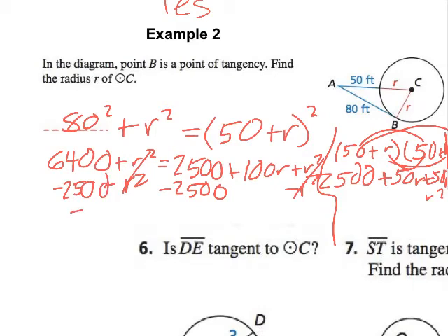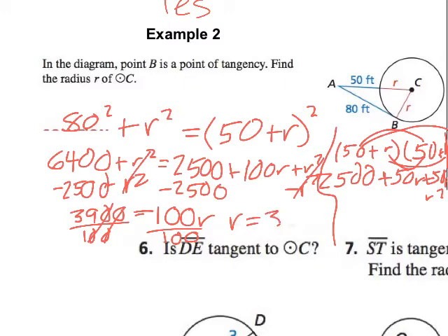So I'm left with 3,900 equals 100r. Divide by 100. And I end up with the radius is 39. Okay, so the radius is 39.